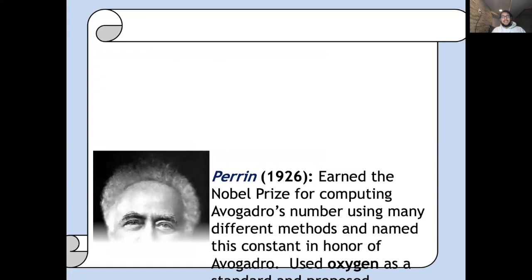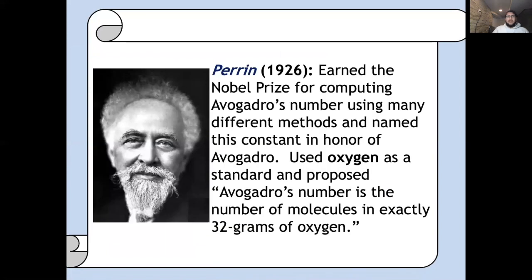All right, so the last guy we're going to talk about here is Perrin. I think he's French. He figured out a way to actually compute Avogadro's number using a lot of different methods. This Avogadro's number thing seems to be a big deal in chemistry. So let's talk about what it is in the slides that are coming forward.